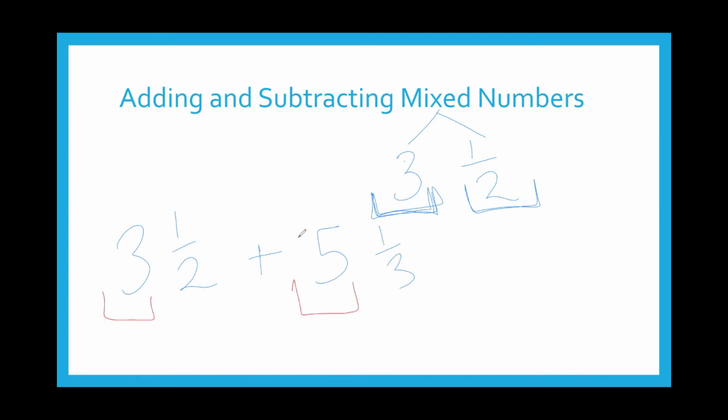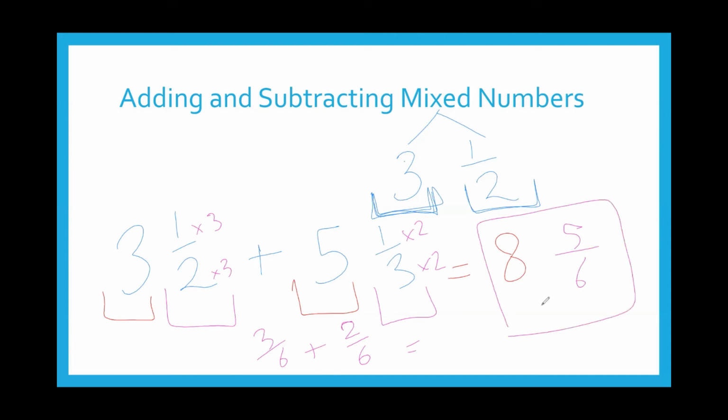So we have 3 plus 5, which is 8. Then we take the fractions. If we have 1/2 plus 1/3, well, that's exactly the question we did in the last slide, right? Again, we make these equivalent. So we're going to multiply this by 3 and multiply this by 2. So we get 3 over 6 plus 2 over 6, which equals 5/6. So our answer is 8 and 5/6.